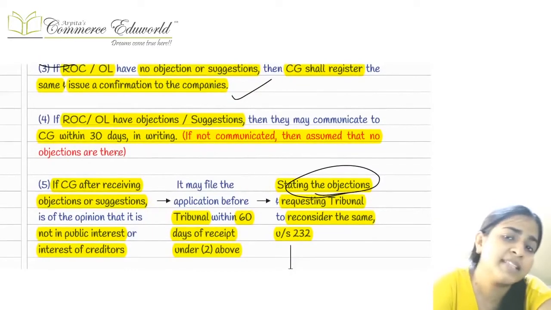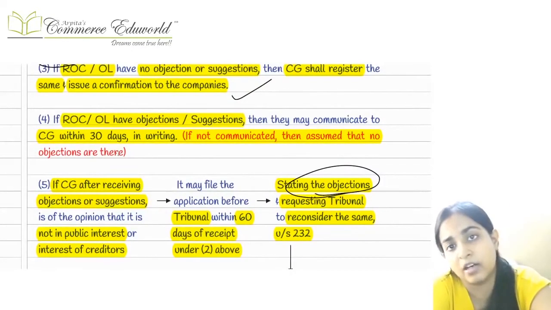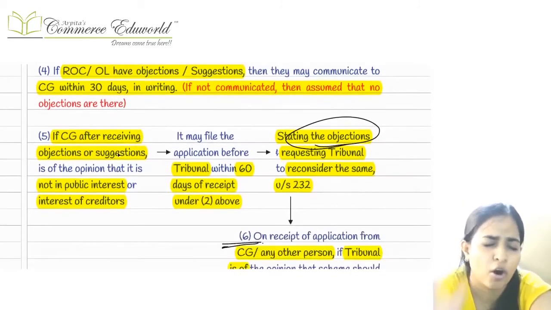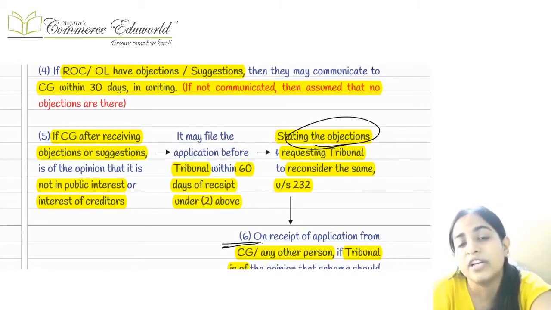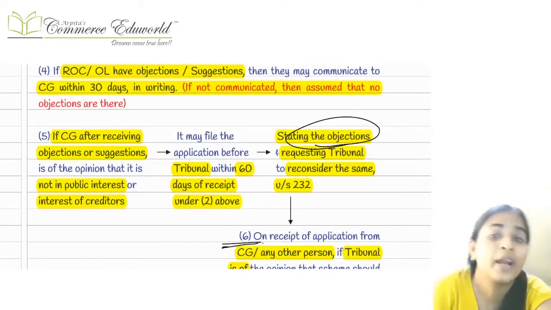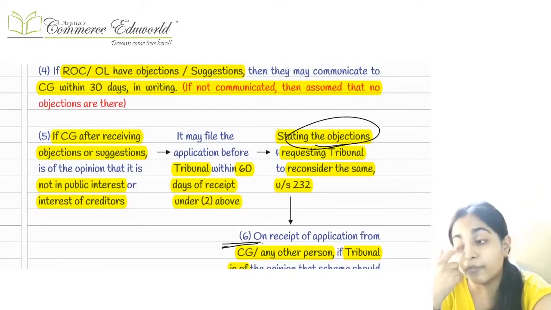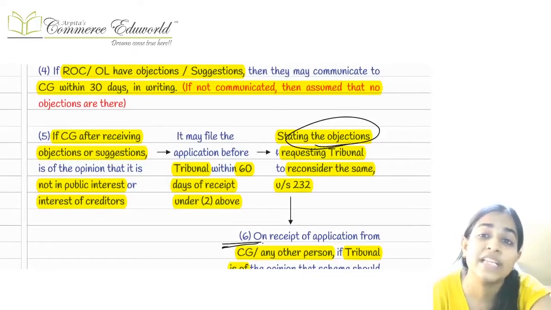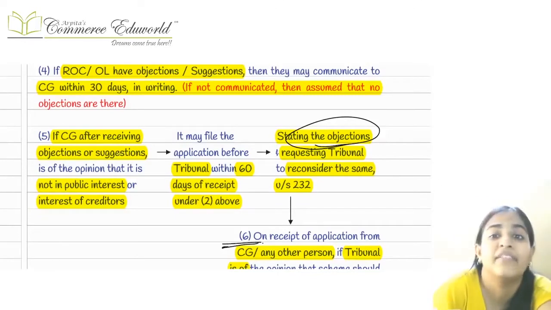If central government thinks that yes, the objection of ROC and the official liquidator is sustainable, then central government will take this matter before the tribunal. Okay, it will take the matter before the tribunal within a period of 60 days from the date of filing the CAA11.